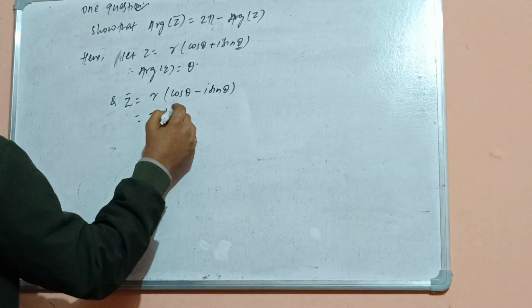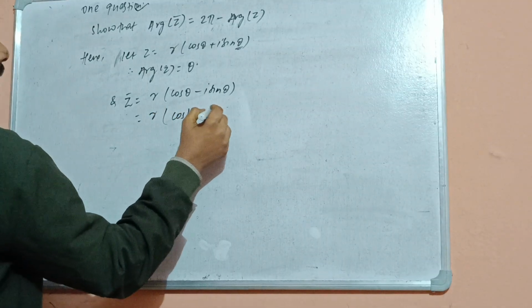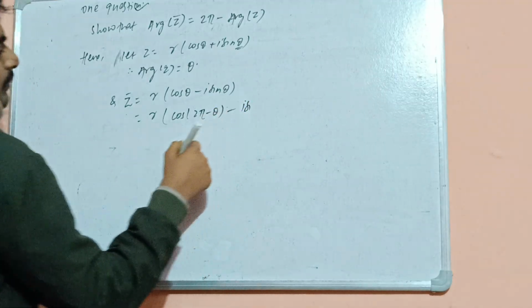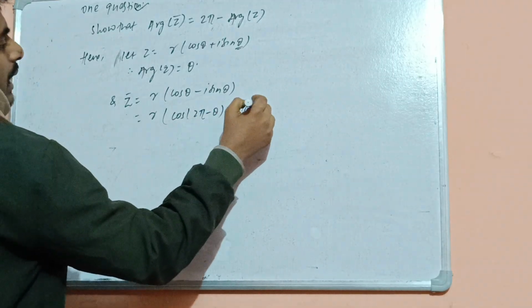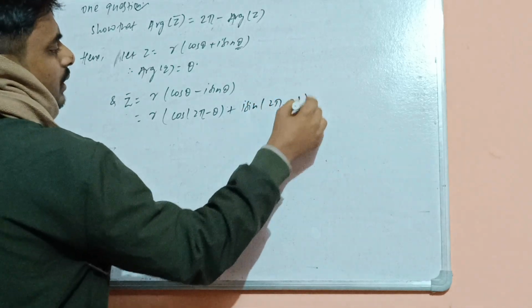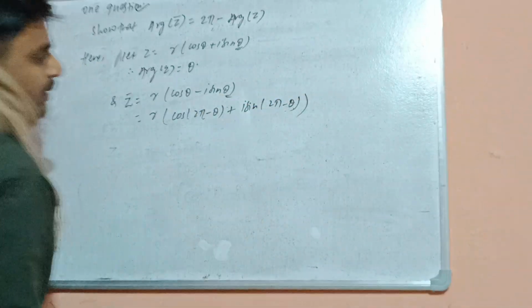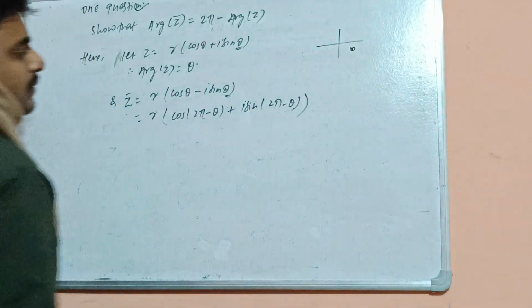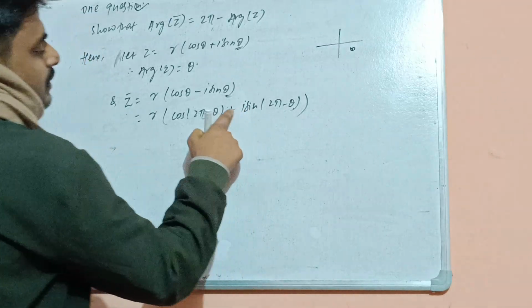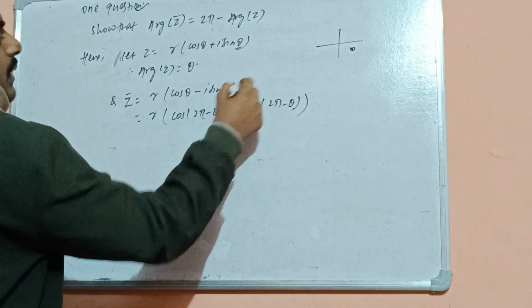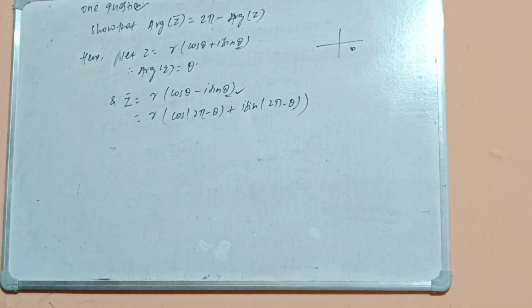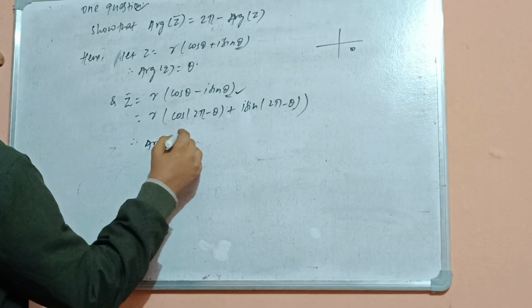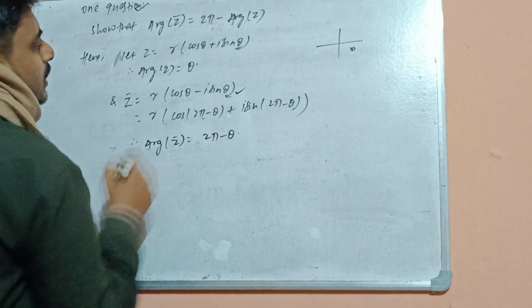That means r (cos (2 pi minus theta) plus i sin (2 pi minus theta)). This can be written as 2 pi minus theta because according to the CAST rule, 2 pi minus theta lies in this quadrant. In this quadrant sine is negative, therefore the minus sign matches. Therefore argument of z conjugate is equal to 2 pi minus theta.